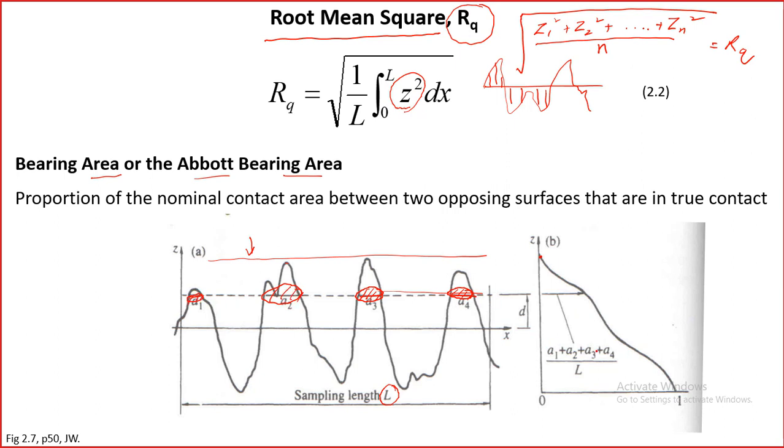So this ratio is very close to the area ratio. So we can use it as area if this surface is very isotropic. That means it doesn't have any lay or any directionality. So this is another way to represent the surface. So we are just learning about the different ways we can represent or define a surface, because that will have some effect on the tribological performance.